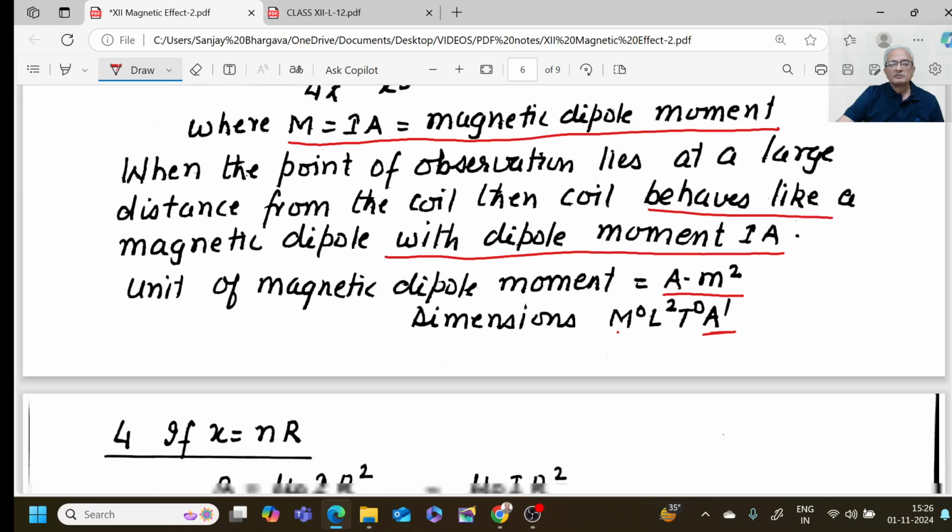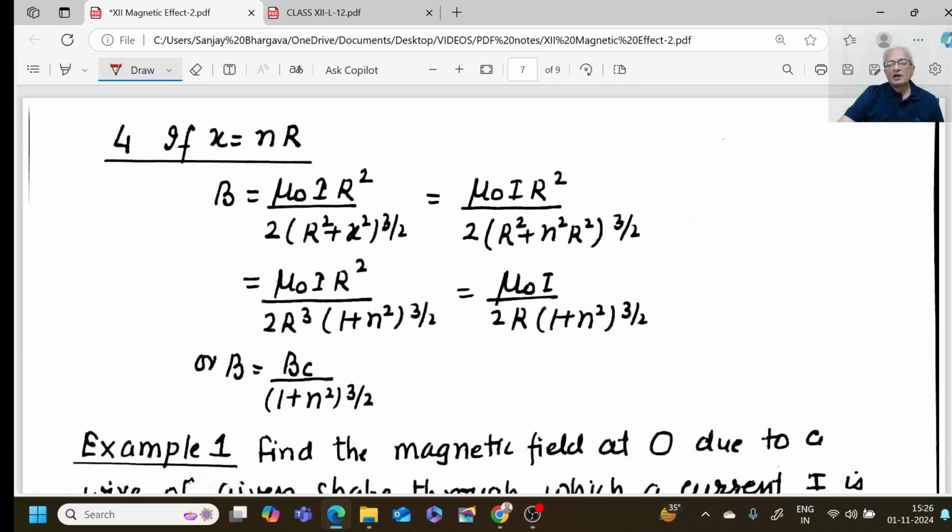That means if the point of observation is at a very large distance from the center of the coil, then the coil behaves as a magnetic dipole, with one end of the coil behaving as a north pole and the other end behaving like a south pole.